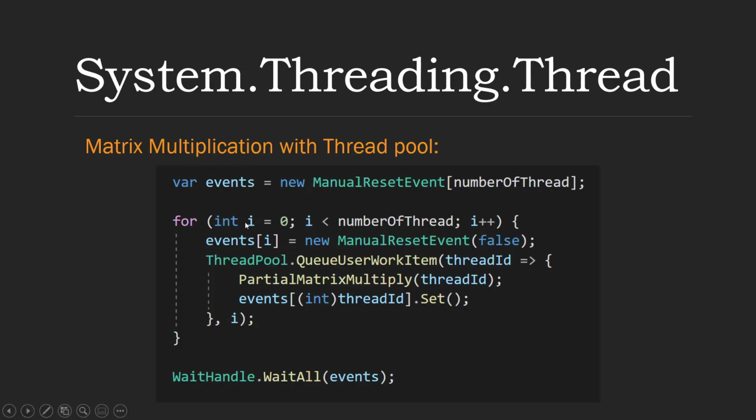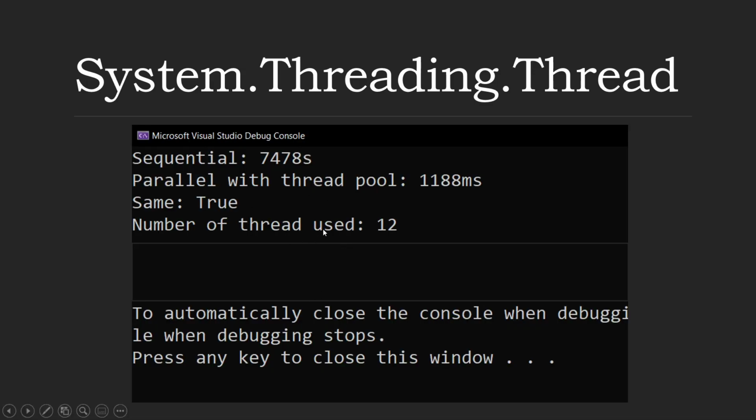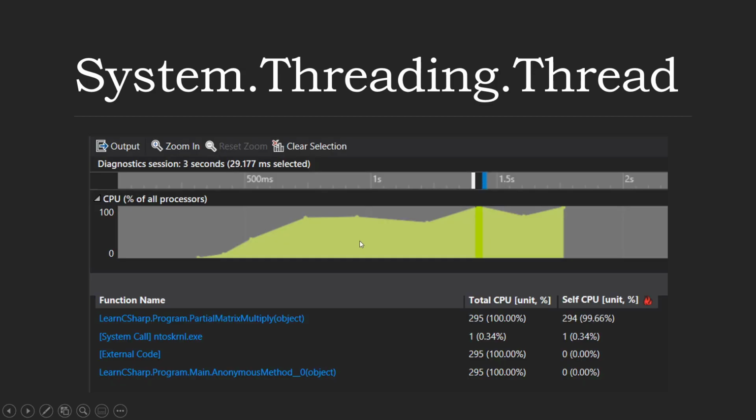So here is matrix multiplication with the thread pool. I create an array of events to signal each thread, and wait for all the threads to finish their tasks and then exit. The result I get was quite similar to creating an array of threads. It's about a 6 times speedup. And here you can see it used all 100% of the CPU at a certain point in time.